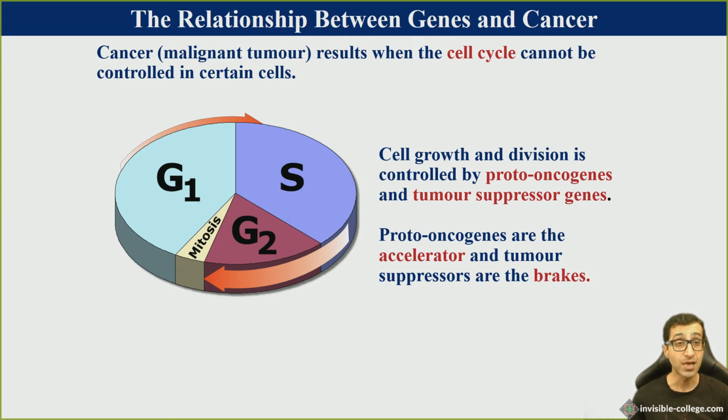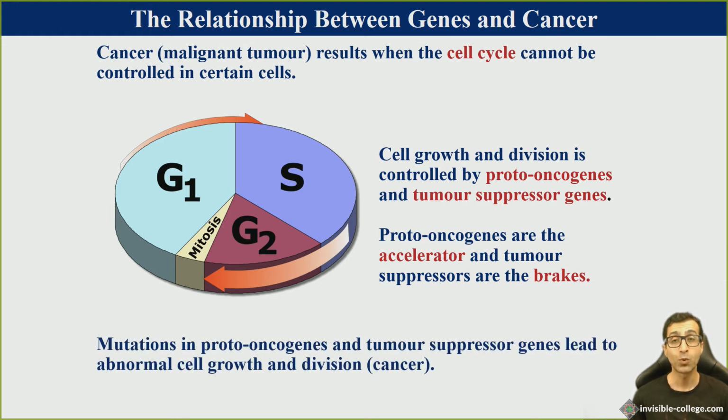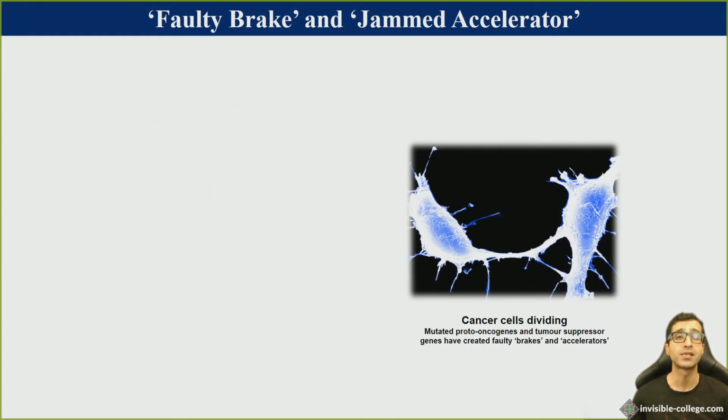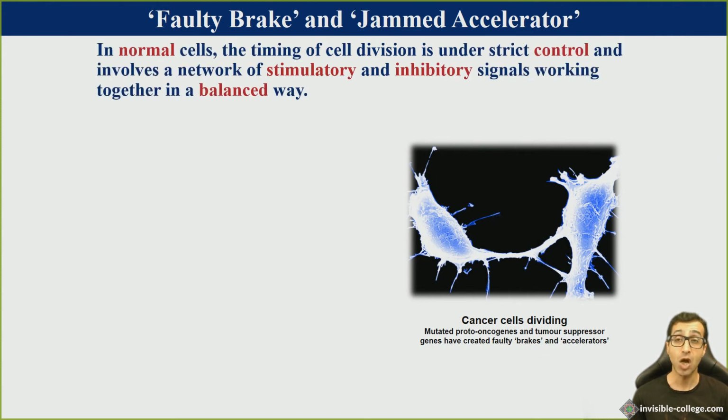Now, mutations in either of these types of genes can obviously therefore lead to abnormal cell growth and division, which is basically the root cause of most forms of cancer. So essentially we can think of the genetic mechanisms underlying the incidence of cancer as either a faulty brake or a jammed accelerator. Now, in normal cells, the timing of cell division is under strict control, and it involves a network of stimulatory and inhibitory signals which work together in a balanced way.